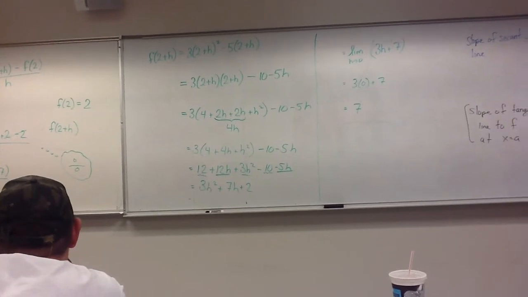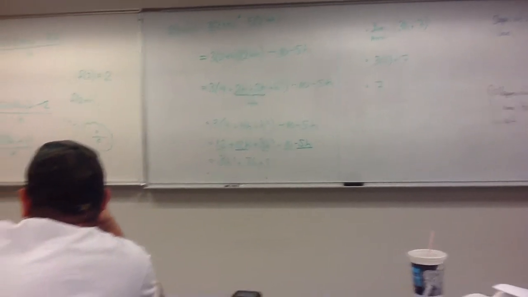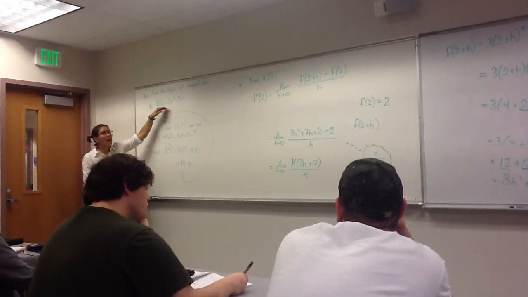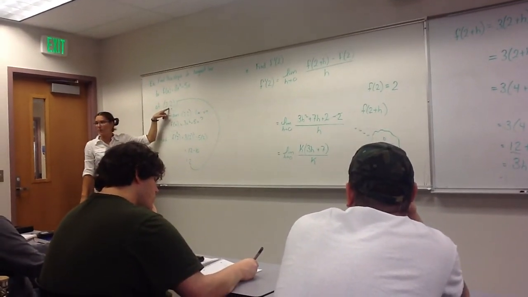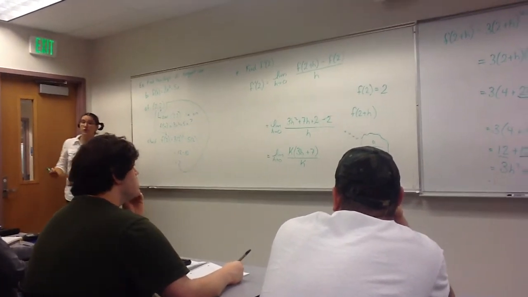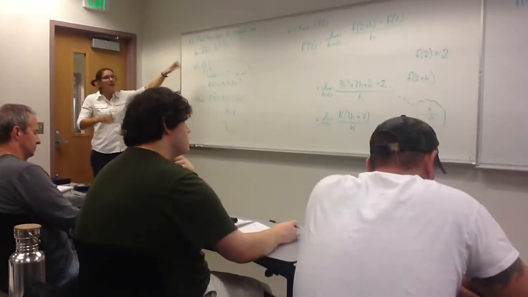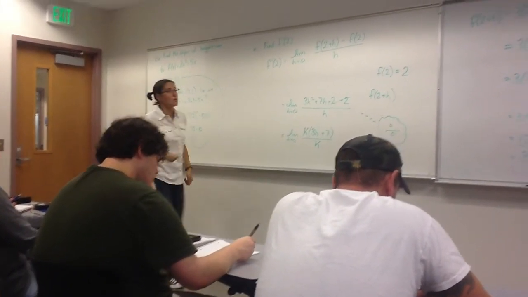Okay, so what does that 7 tell us? That 7 is telling the slope of our tangent line. So it says our curve at the point (2, 2) has a slope of 7. Okay? And so if you wanted to draw a tangent line to this curve, your tangent line should have a slope of 7. And at this point, we've answered our entire question.